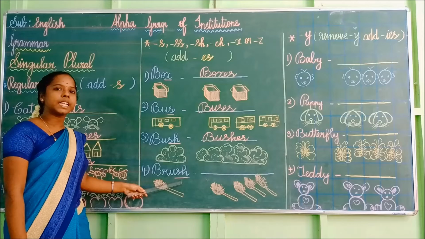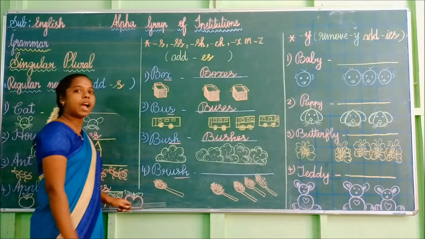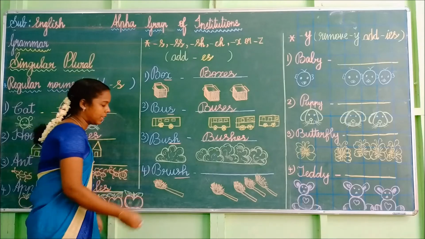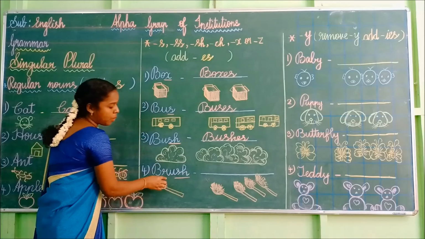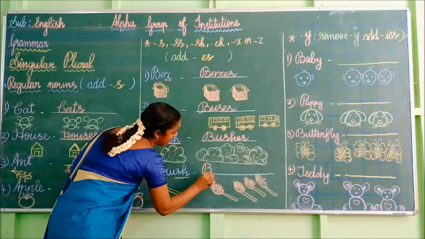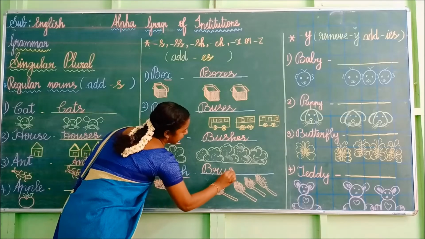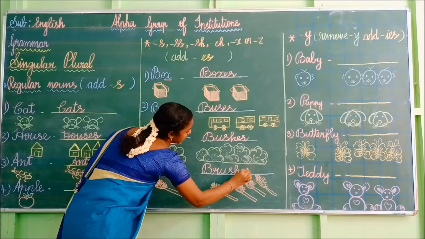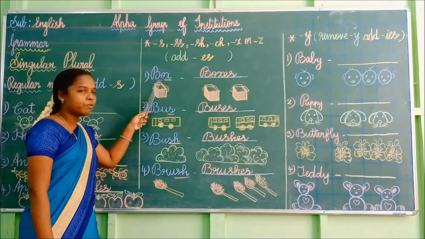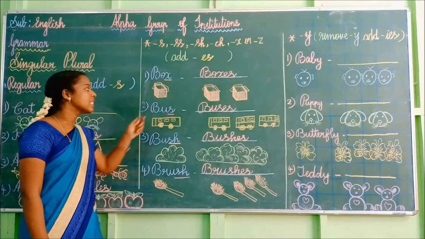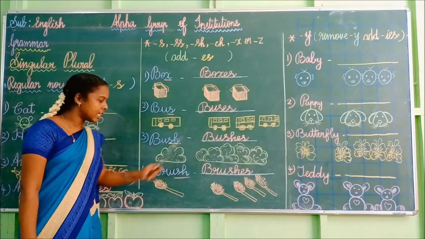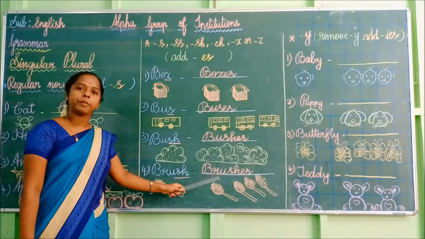Brush ends with the SH letter. So you have to add ES to change this singular into plural. See, the plural form of brush is brushes. B-R-U-S-H-E-S. Brushes. So the plural form of box is boxes. Buses. Bushes. Brushes.